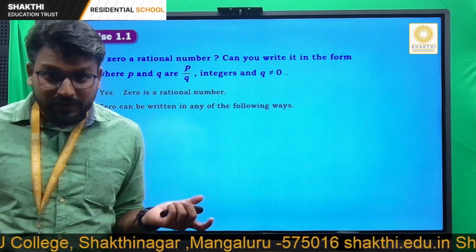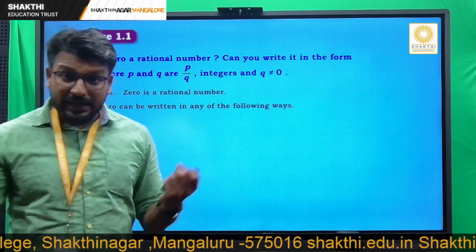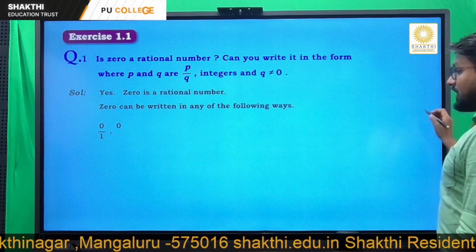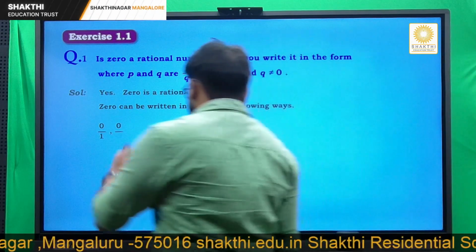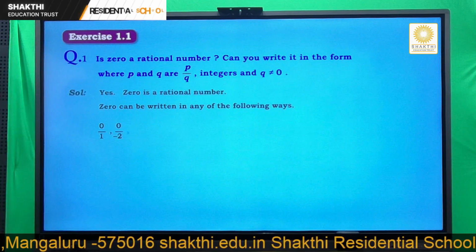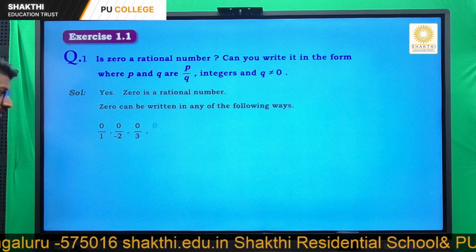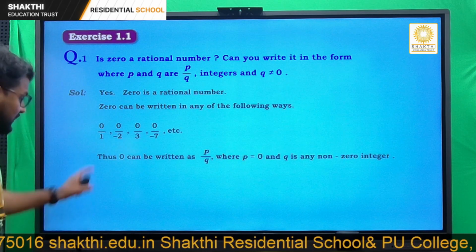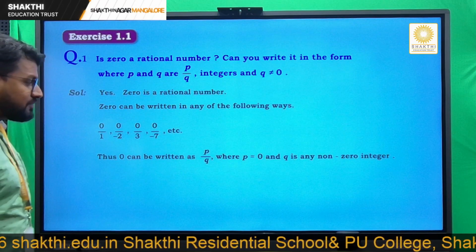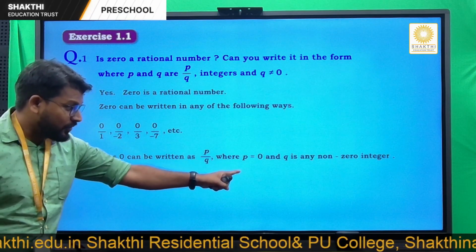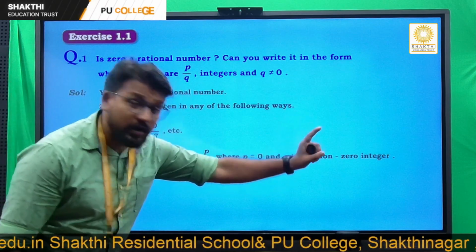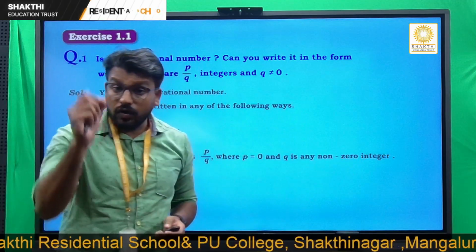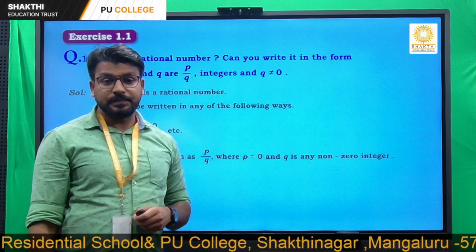In fact, you all know that you can write any integer. For example, I can write 0 as 0 by minus 2 also, and 0 as 0 by 3, yes, 0 by minus 7, anything in fact. So, thus 0 can be written as p by q, where p is 0 and q is any non-zero integer. This is very important. Q is any non-zero integer, right?